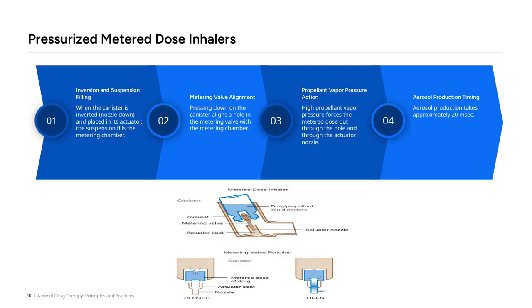Finally, the entire process of aerosol production happens very quickly, typically in about 20 milliseconds. This rapid action ensures a fine spray, which is essential for effective inhalation and drug delivery. So, in summary, the process involves inversion to fill the chamber, valve alignment to control the dose, propellant pressure to eject the medication, and a quick production time to create the aerosol. All of these steps work together to make sure you get a precise and effective dose with each use.